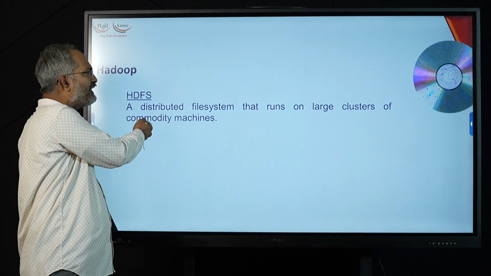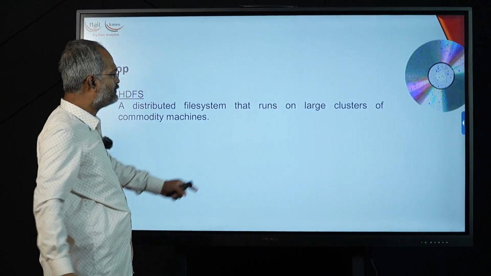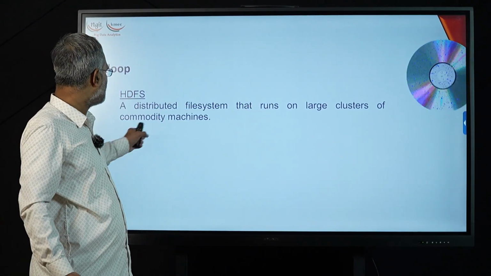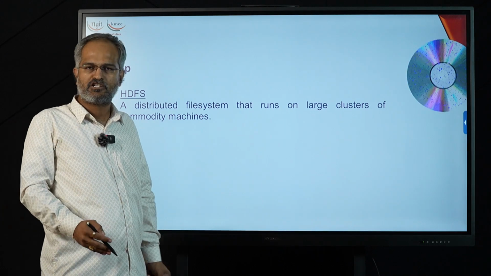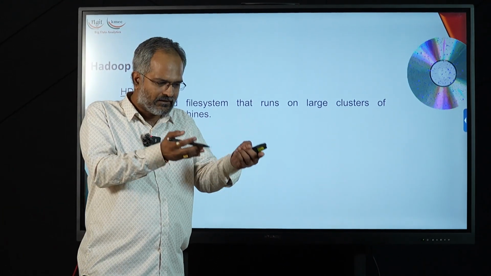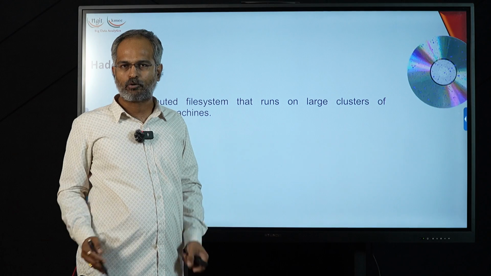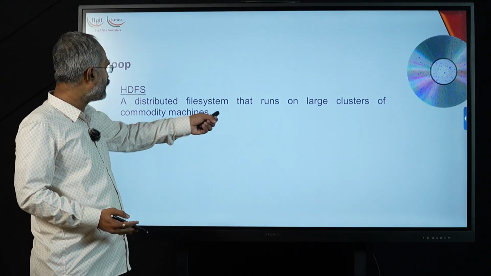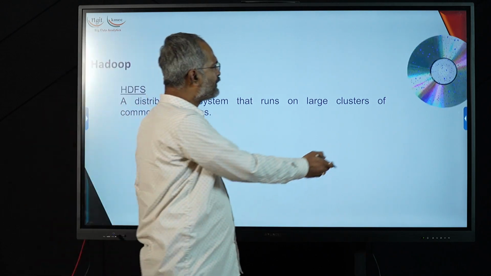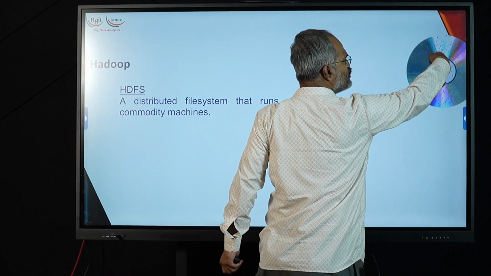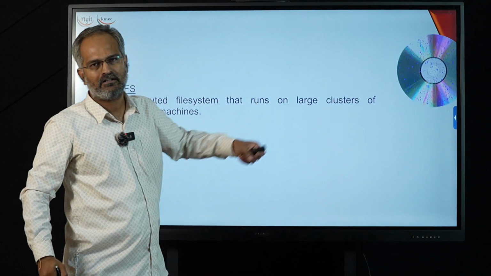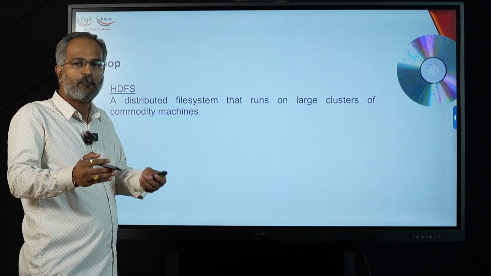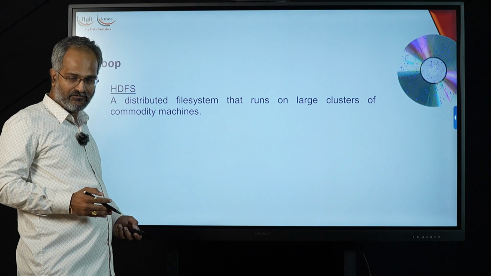HDFS is the distributed file system that runs on a large cluster of commodity machines. Here, commodity machines mean regular machines, whatever you are using, regular desktops and laptops. On those machines you can install HDFS, and the main purpose of HDFS is huge storage. You can store a large amount of data in HDFS.